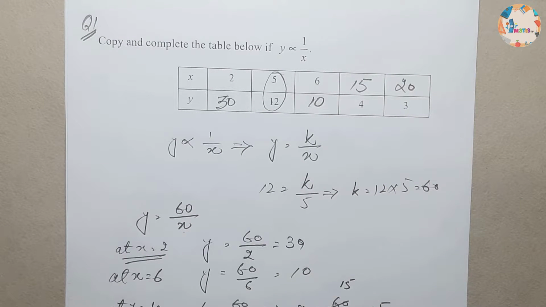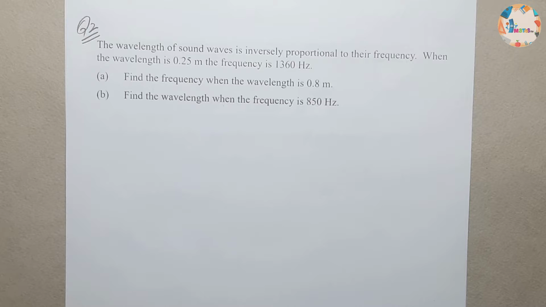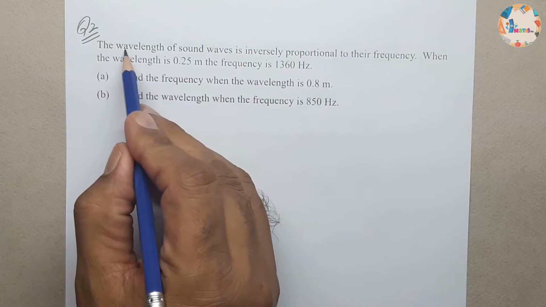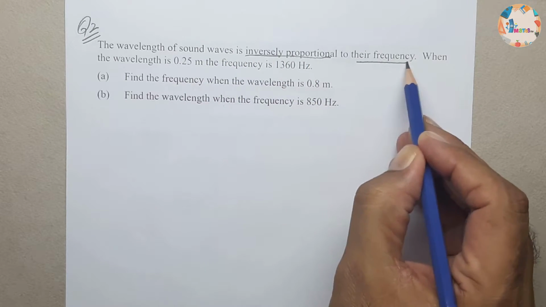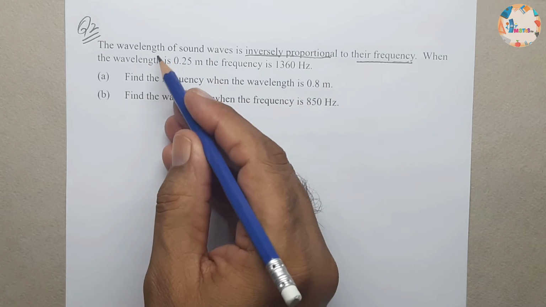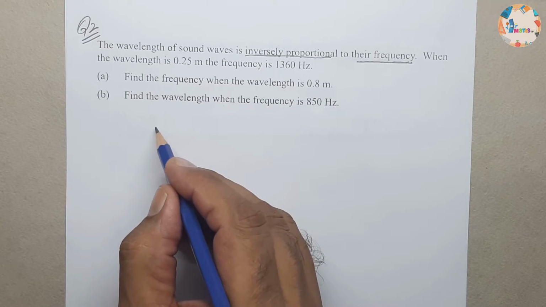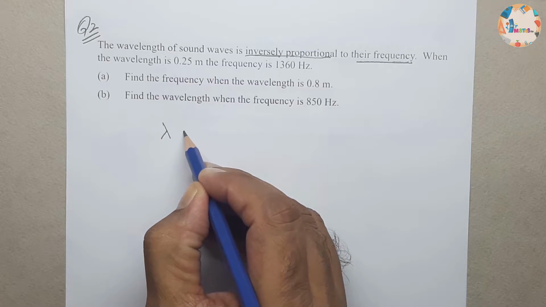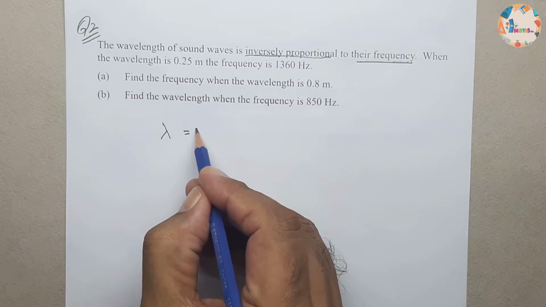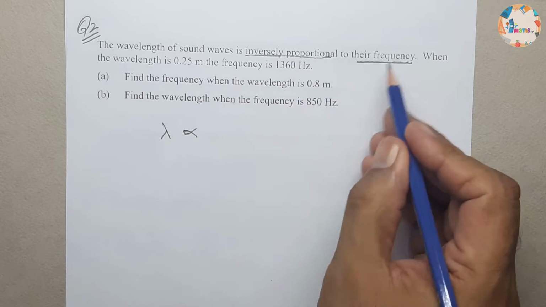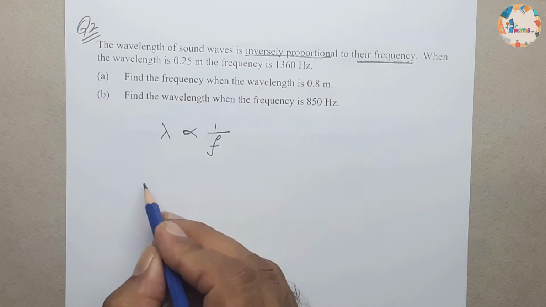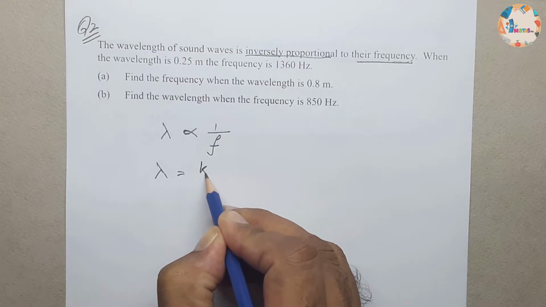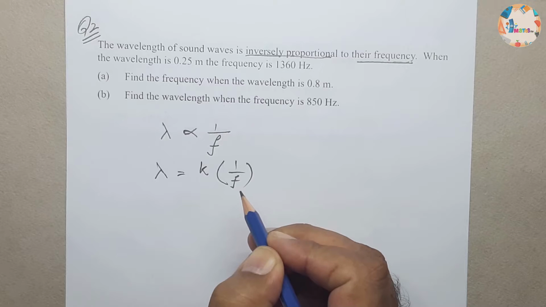So this is the inverse variation question which we have done. Hopefully you understood this question. Now we can move to question number 2. Question number 2 says the wavelength of sound waves is inversely proportional to their frequency. So we can represent wavelength by lambda. Lambda is proportional to 1 over f, frequency. So lambda will be equal to k into 1 over f. This will be our equation.